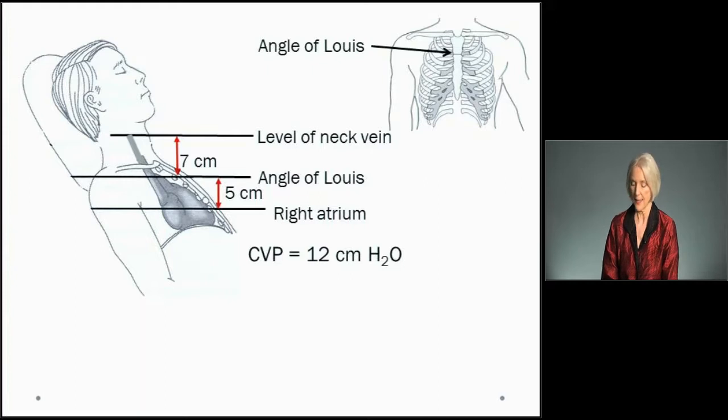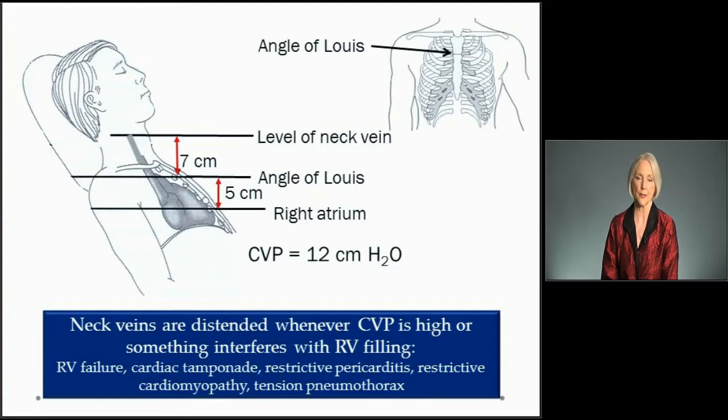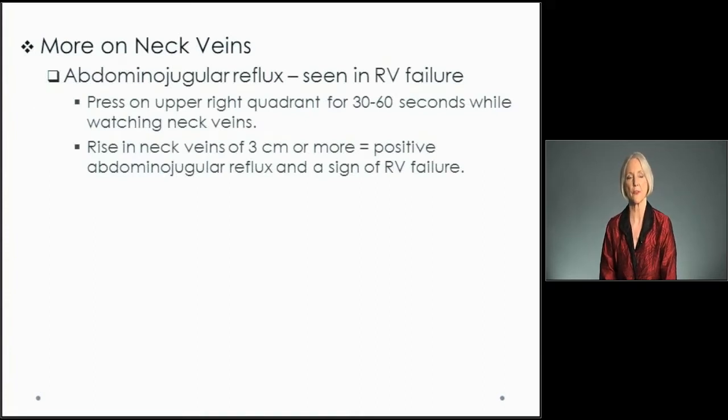So this would indicate neck vein elevation and CVP elevation that is due to several things, which we basically have already said. Anything that increases blood volume or CVP, or anything that interferes with the ability of the right ventricle to fill. So right ventricular failure and tamponade, restrictive pericarditis, tension pneumo, all of those things can cause the neck veins to elevate. And this is just kind of an eyeball way of estimating what the CVP is based on how high the neck veins are.